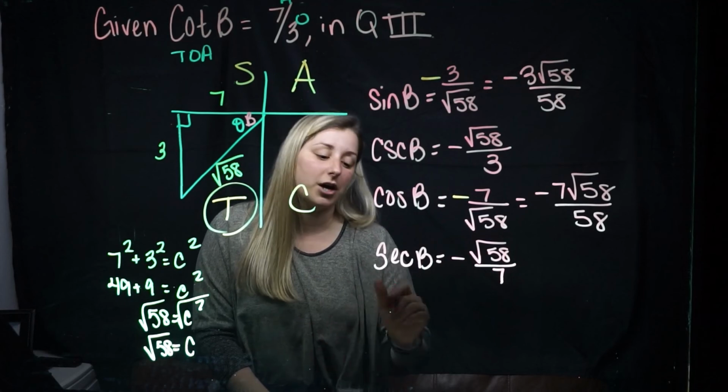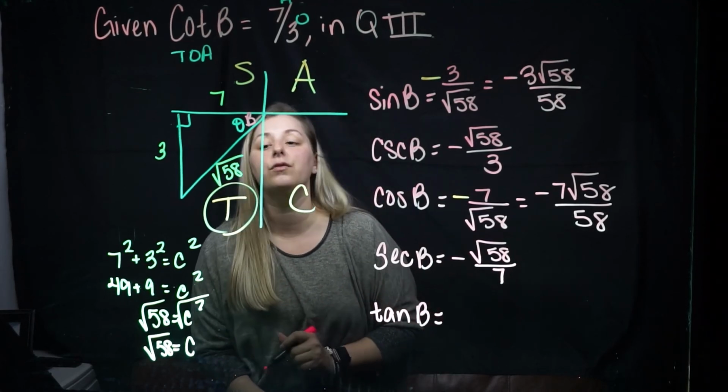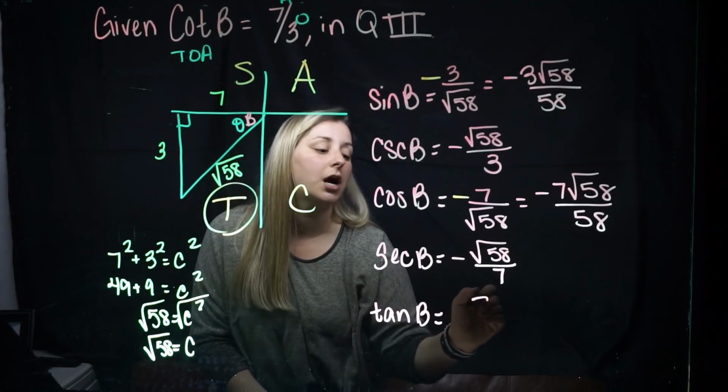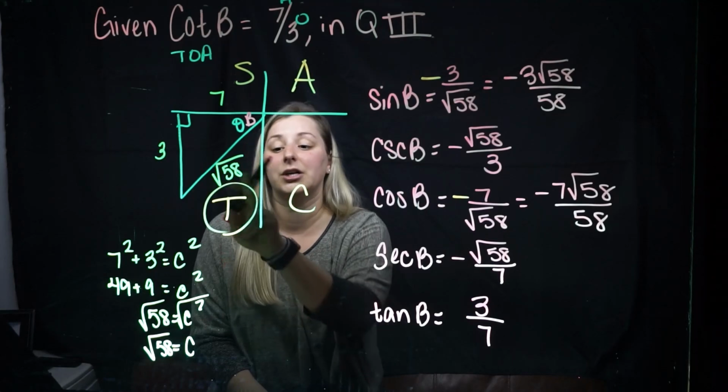And then lastly, we've got our tan and cotan. So tan, remember, is TOA, opposite over adjacent. The opposite is 3 all over the adjacent, which is 7. And remember, this is positive because you're in your T quadrant.